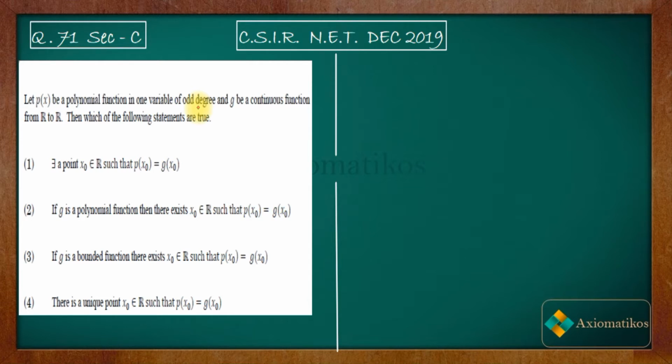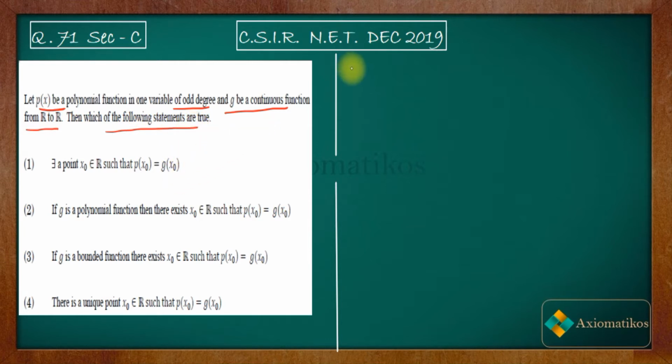This is question number 71 from section B. So it's a multiple select question. Now let us read the question. The question is saying that let P(x) be a polynomial function of odd degree and g be a continuous function from R to R, then which of the following statements are true?